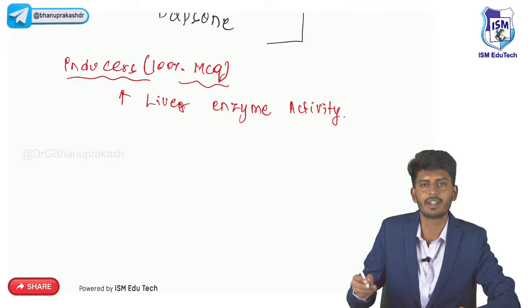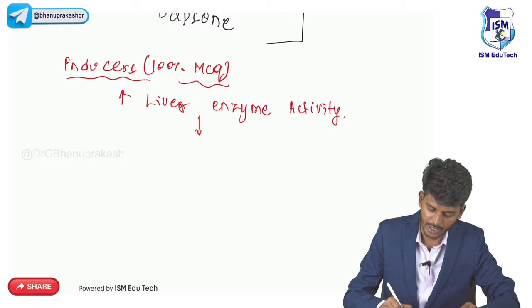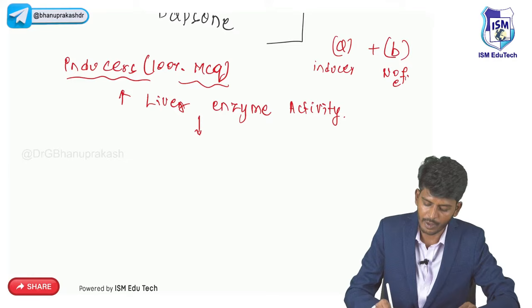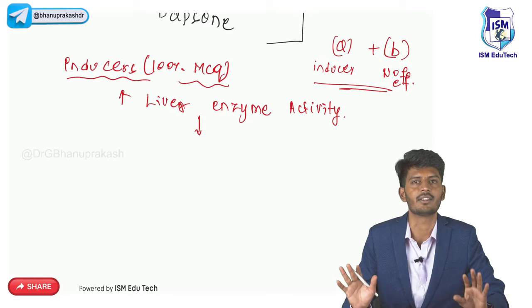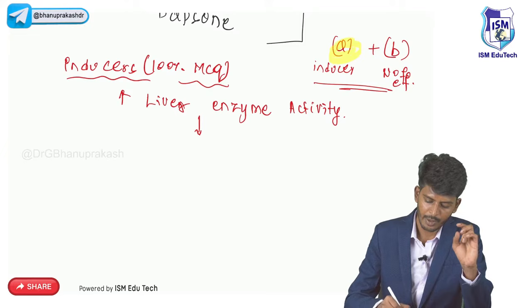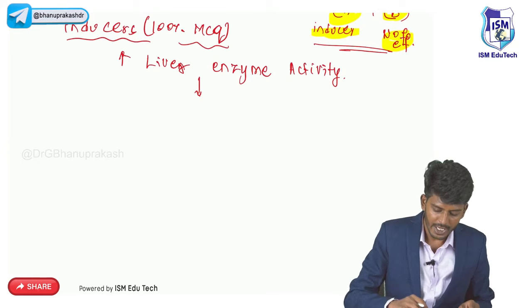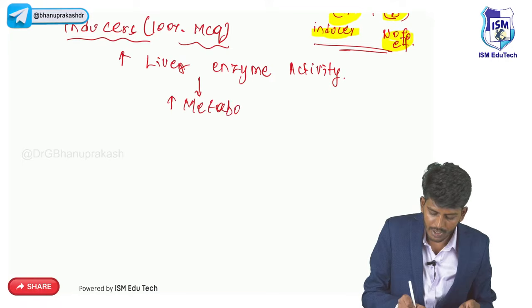For example, I have one drug, drug A, which is an inducer. I have drug B, which has no effect on the enzymes. Now I combine them both and give them to the patient. What will happen? It will increase the metabolism, not of only one drug, but of all the drugs in the body.